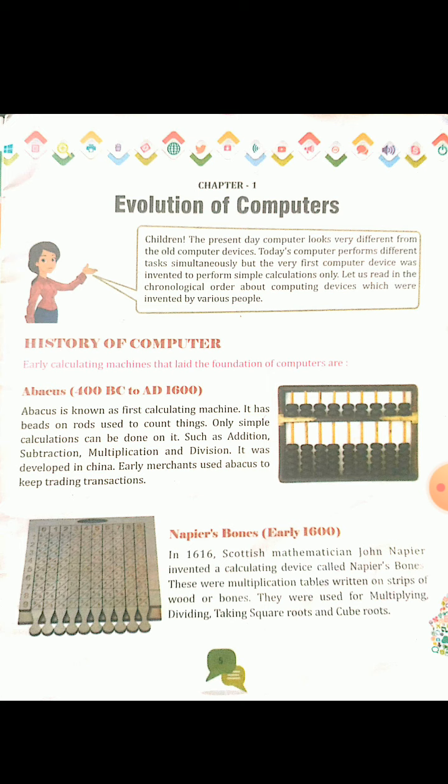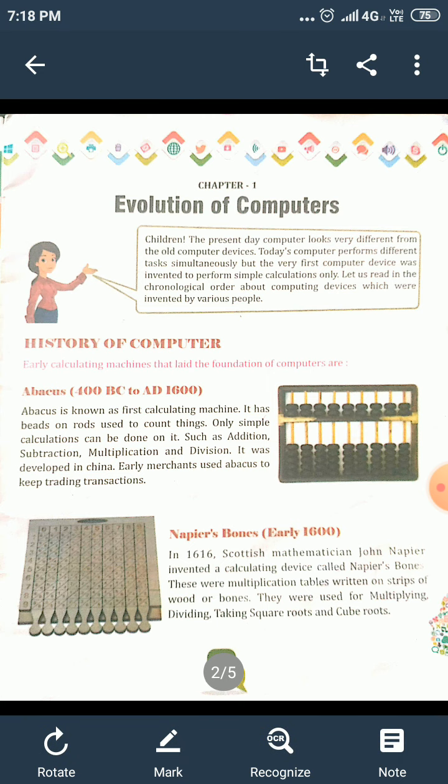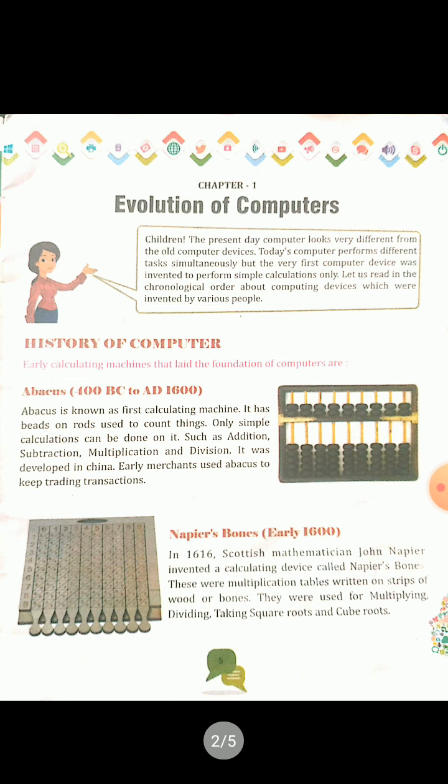First, abacus. Abacus is the first calculating device. It is made up of a wooden frame with several rods having beads. The rods are divided into two parts. The upper part was known as heaven and it had two beads, and the lower part was known as the earth. It had five beads.